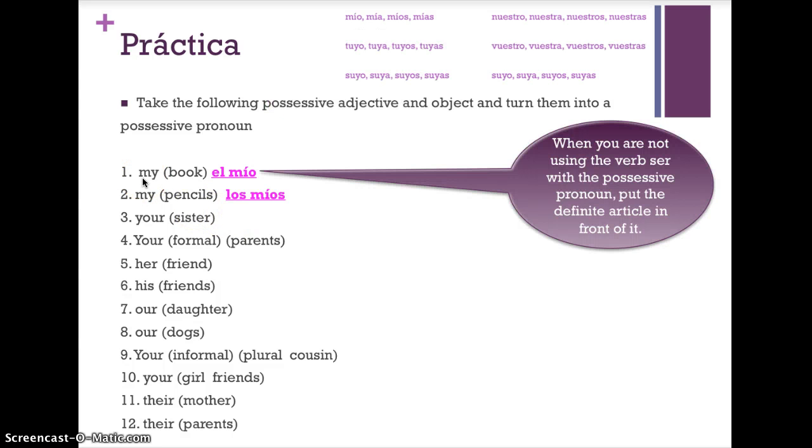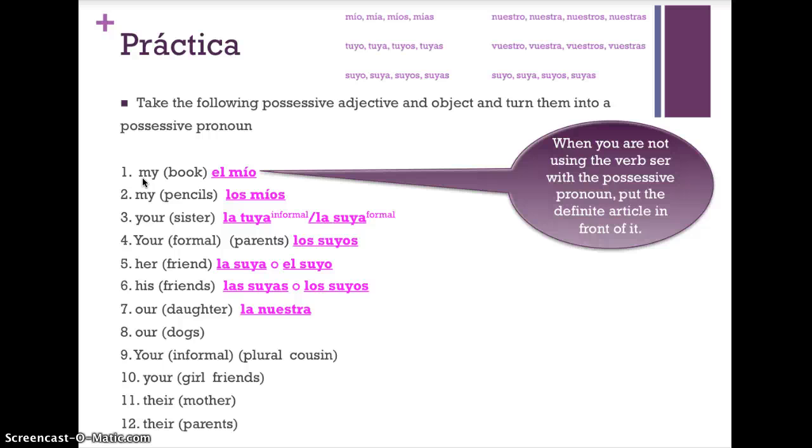Los míos, la tuya or la suya, depending on which person I'm talking to, informal or formal, tú versus usted forms. Your formal parents would be los suyos. Her friend, la suya or el suyo. His friends would be las suyas or los suyos, depending on whether the friends were girls or boys, or a mixture. Our daughter, la nuestra.